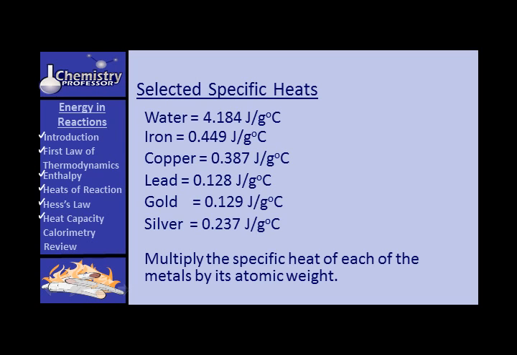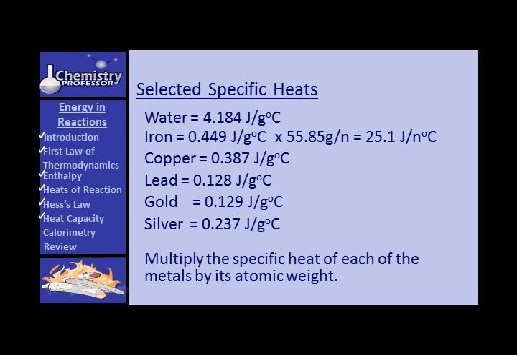Let's do a quick exercise. I want you to multiply the specific heat of each of these metals by its atomic weight. Now the metals, just the metals. So take iron and look up its atomic weight, it's 55.85 grams per mole, and multiply that. And when you do, you come out with 25.1 joules per mole degree Celsius. Now what you have done is you have converted the specific heat to the molar heat capacity. Do you see that? You have brought it to joules per mole degree Celsius.